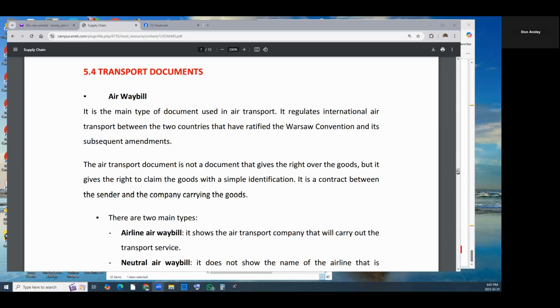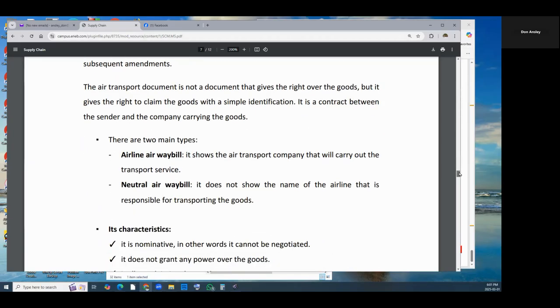And there are two main types. There is the airline air waybill, which shows the air transport company that will carry out the transport service, and the neutral air waybill, which does not show the name of the airline that will be responsible for transporting the goods.